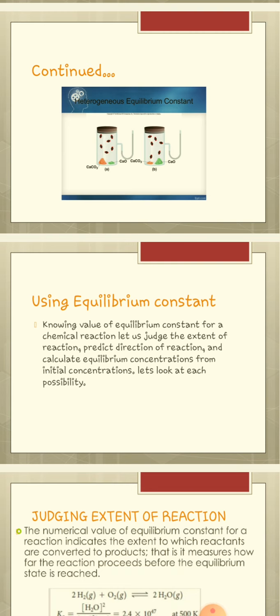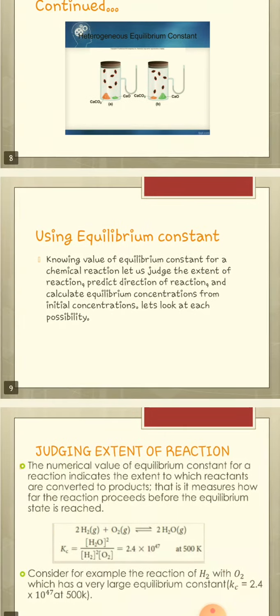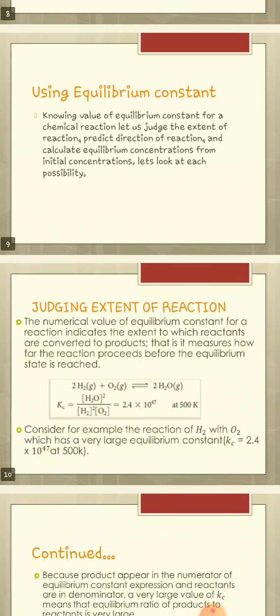We use the equilibrium constant because knowing its value for a chemical reaction lets us judge the extent of a reaction, predict the direction of a reaction, and calculate equilibrium concentrations from initial concentrations. Let's look at each possibility. Judging the extent of a reaction.